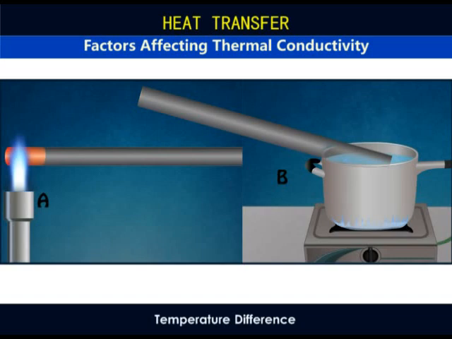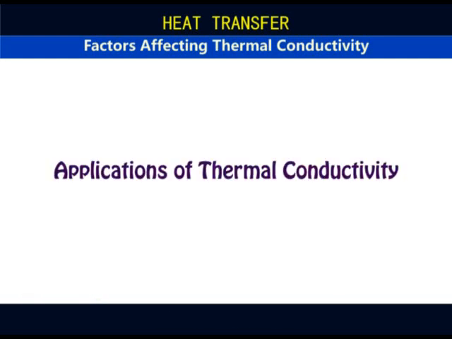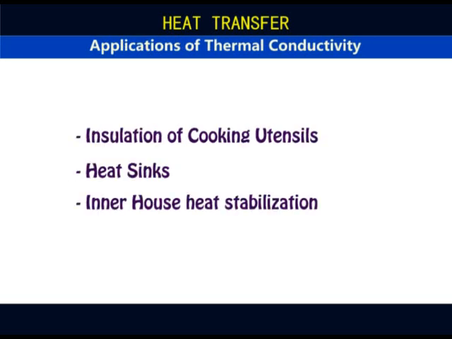So the difference in temperature between the two ends in setup A is greater than in B. This difference is called thermal gradient. The larger the gradient, the faster the conduction. Two very common applications of thermal conductivity are insulation of cooking utensils and the use of heat sinks in integrated circuits and transistors in electronic devices.